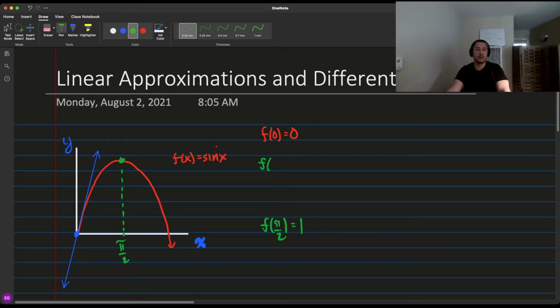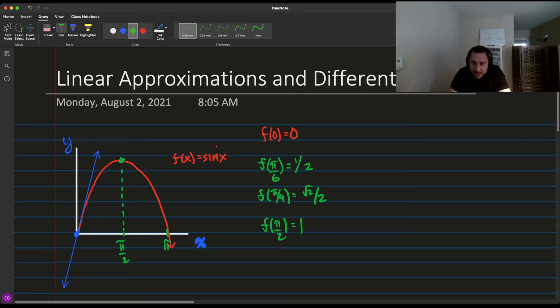But what's another point that you know on the sine graph that's close to 0? Like off the top of your head. Pi is all the way over here. That's not closer to 0 than pi over 2. Pi over 4 is a good one, yes. And actually I would say the closest one is pi over 6, which is 30 degrees. But f of pi over 4 is root 2 over 2. What's the sine of 30 degrees? Like 1/2 or something like that, right?